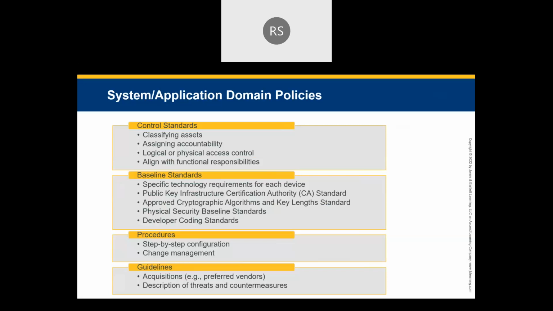Now, the guidelines in the system application domain include recommendations for acquisitions, such as preferred vendors or criteria for selecting secure systems and applications. They also provide descriptions of threats and countermeasures, educating users and administrators about potential risks and how to mitigate them effectively.